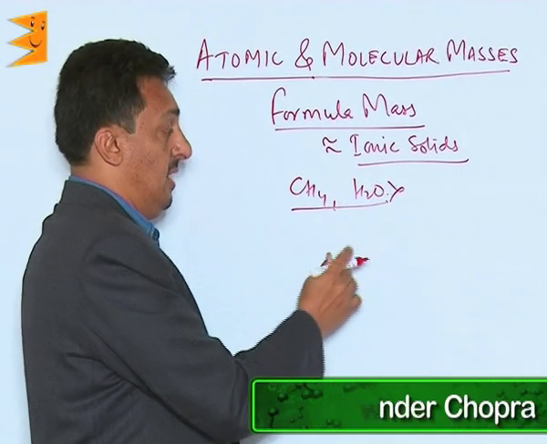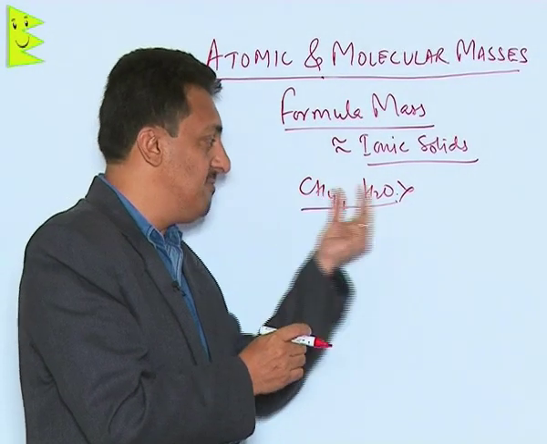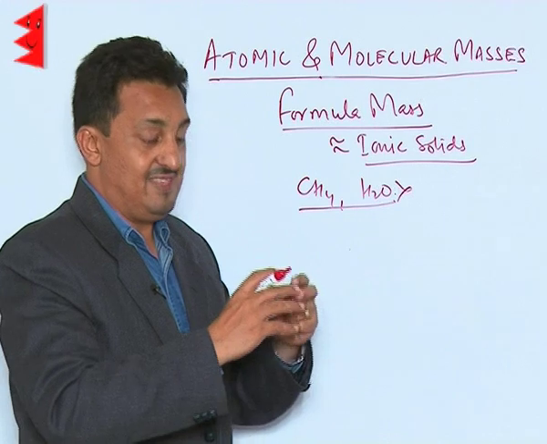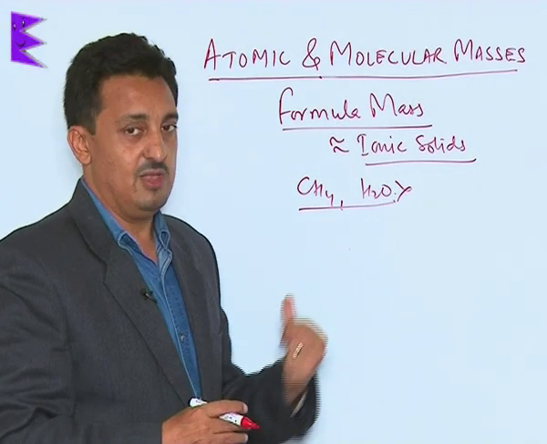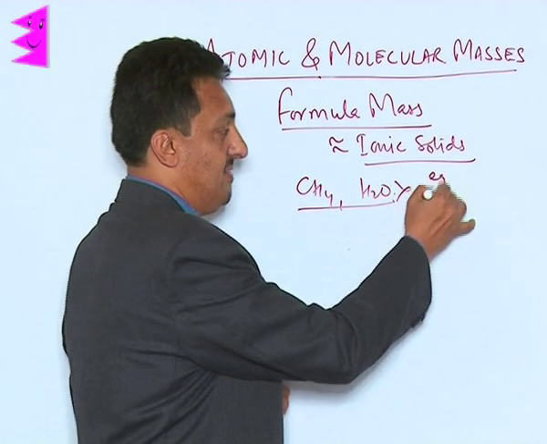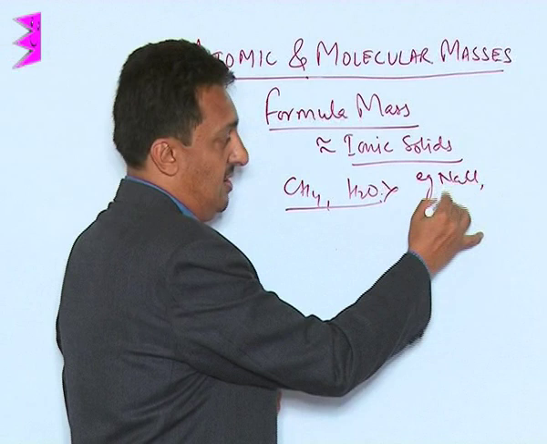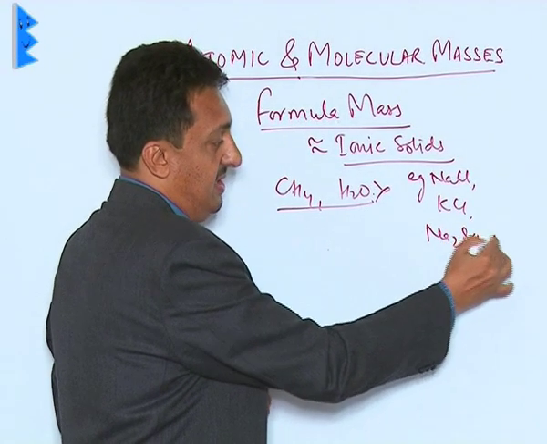So, if the substance's molecules are discrete, like these molecules, since they are discrete, separated, we call their masses molecular masses. But what happens in case of ionic solids? I can give you the example of NaCl or KCl or sodium sulfate, etc.